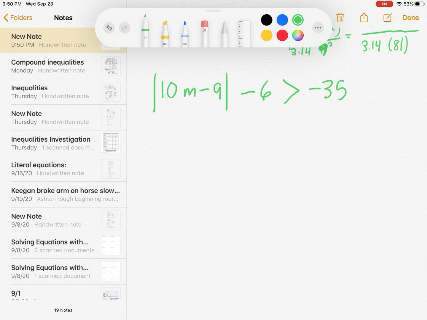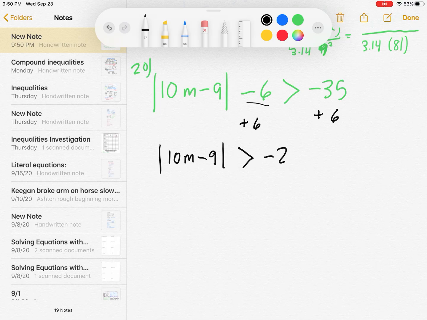Okay. Before we can do anything else with an absolute value problem, what's the first thing you've got to do? Always get rid of anything outside of the absolute value. So in this case, what's outside the absolute value? The negative 6. To get rid of that, we add 6, which gives us the absolute value of 10m minus 9 is bigger than negative 29.